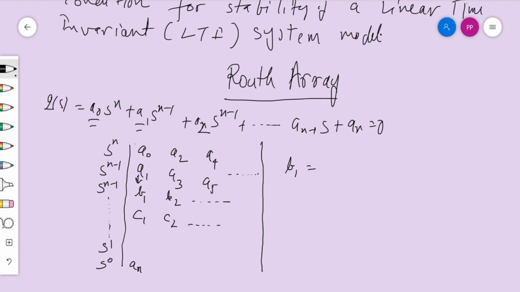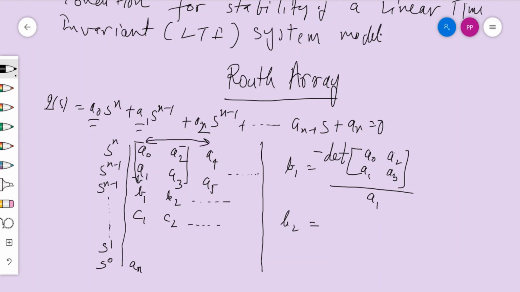So first I determine the coefficient b1. You go for the determinant from here. So this is the matrix: we have a0, a1, a2, a3 as the matrix. I get the determinant of this matrix, put a negative sign and divide it by a1. Similarly for b2 I take the first column and the third column, so this gives me minus the determinant of a0, a1, then a4, a5, divided again by a1. Similarly we can find the other coefficients.